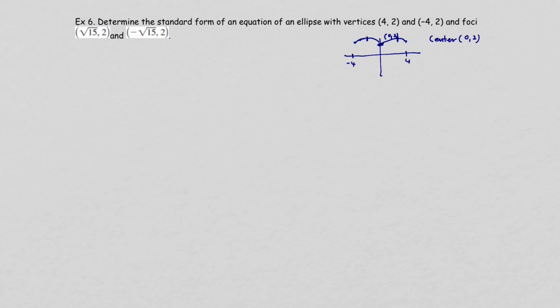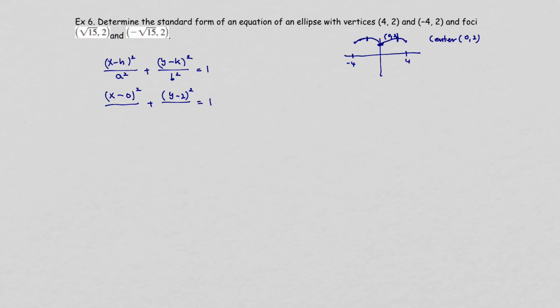And we know that the format of a horizontal ellipse is x minus h squared over a squared plus y minus k squared over b squared equals 1. And since we found the center, we can replace it. And this is going to be y minus 2, right? Squared over b squared equals 1.